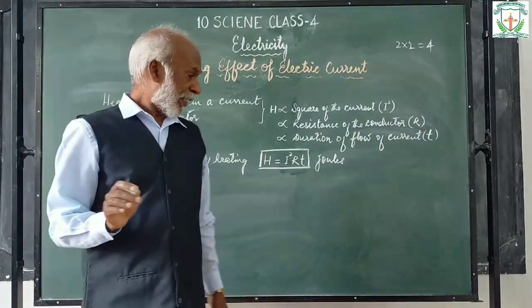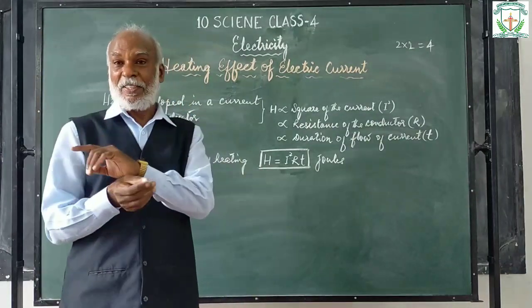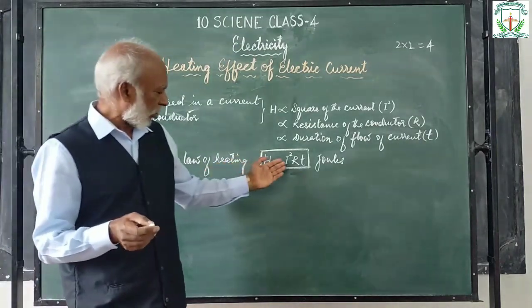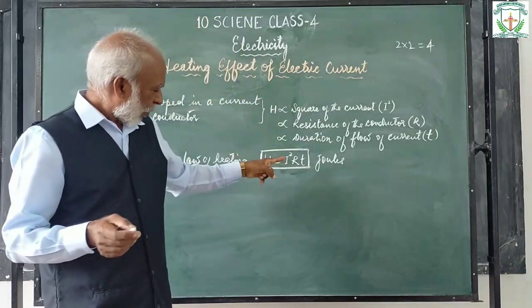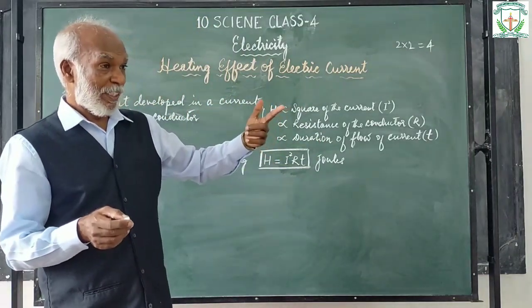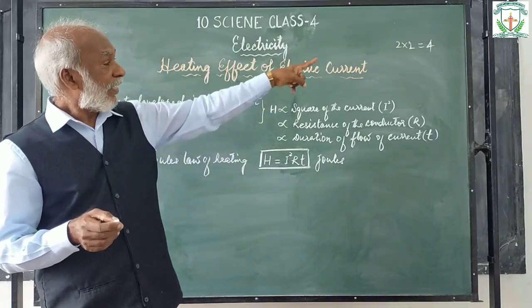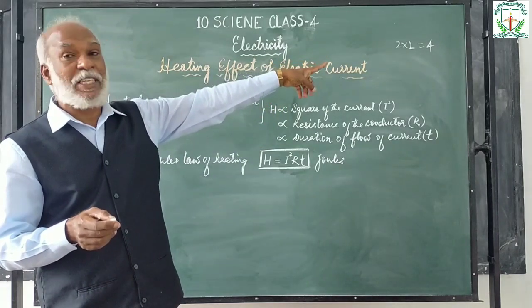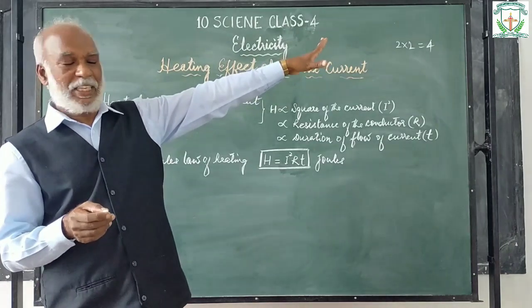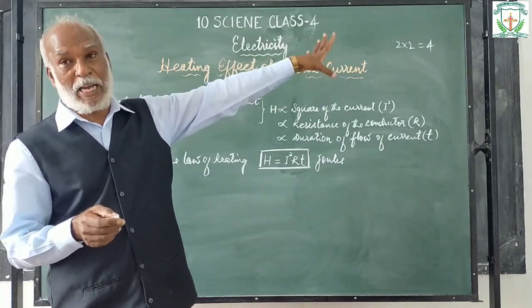Okay. Now we come to the practical aspect and theory. Now look at this relation. When current increases, heat developed gets multiplied by itself. If 2 amperes of current flows, heat developed increases by 4 times.